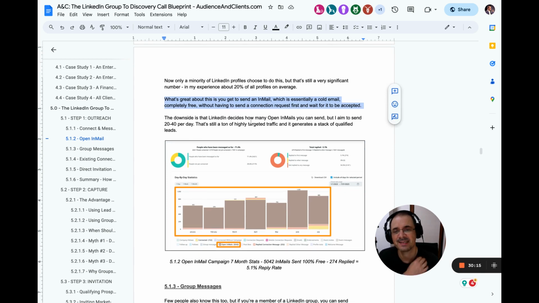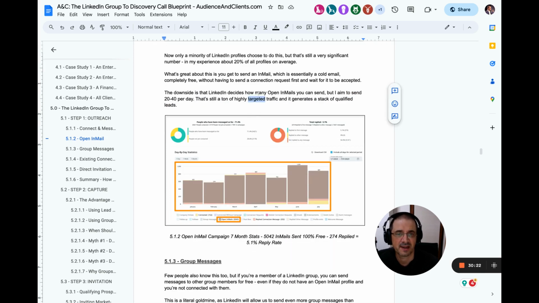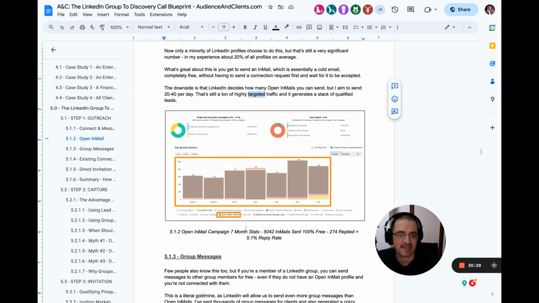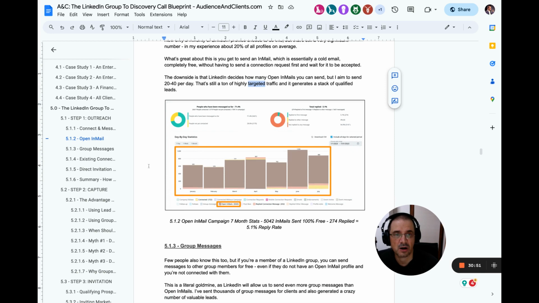The downside is that LinkedIn still decides how many open emails you can send, but I aim to send about 20 to 40 a day. And that's still a ton of highly targeted traffic, which generates a stack of qualified leads. And now you can see in this stat here, this is just for one client, one campaign from a 7-month period, we've sent 5,042 emails, 100% free, and of which 274 replied, it's a 5.1% reply rate. 5,000 free emails without having to connect, we sent via LinkedIn to our ideal target prospects.